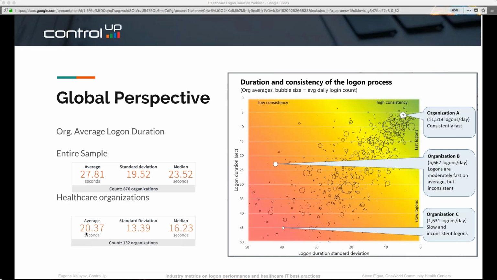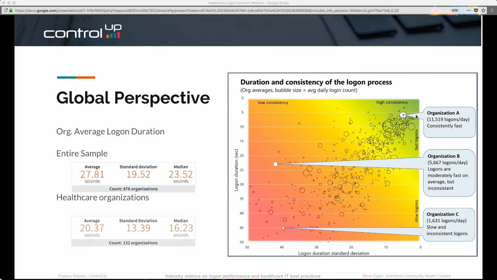So one thing that I want to mention is another dimension, which is not only the speed of the logon, but also the consistency of the logons, or the variance. As you can see on the right, we have a chart that presents those two dimensions together, the consistency and the average logon duration. Just for the sake of clarity, let's take a couple of examples. By the way, the size of the bubbles represents the number of logons per day. So in a way, it represents the size of the organization.